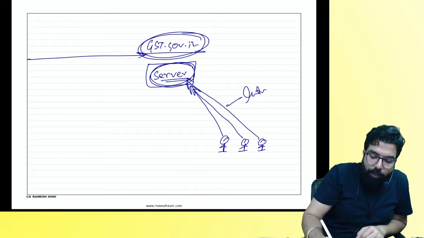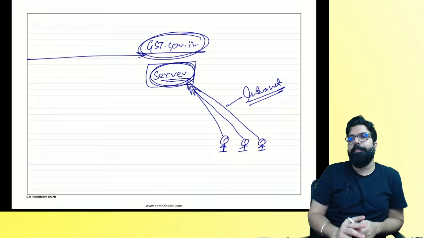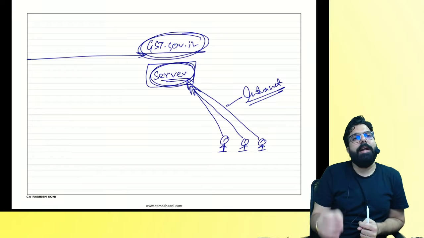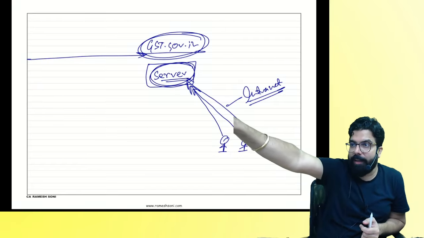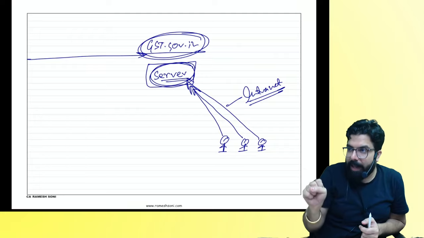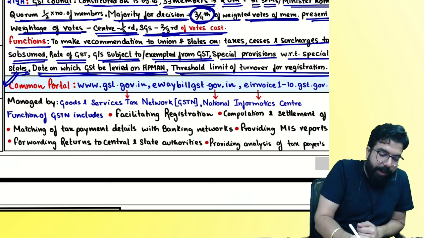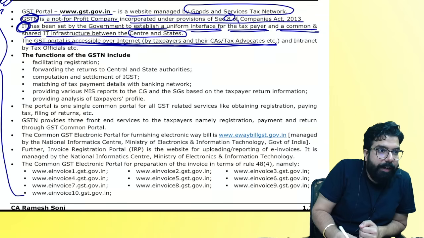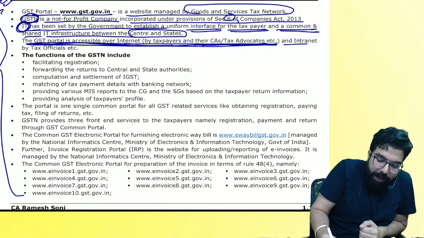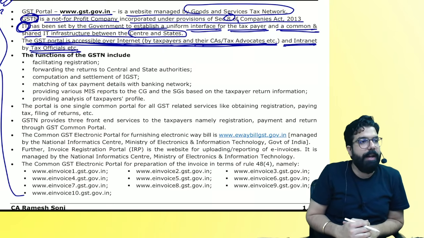So they don't need internet. They need intranet. What is intranet? Within the organization. For example, if I have to search anything within our organization, it will be saved in our organization's data server. From there, I can access it without the internet. That is why they are telling over here, the GST portal is accessible over the internet by CAs and advocates, and over the intranet by whom? Tax officials. Are we clear with this point?